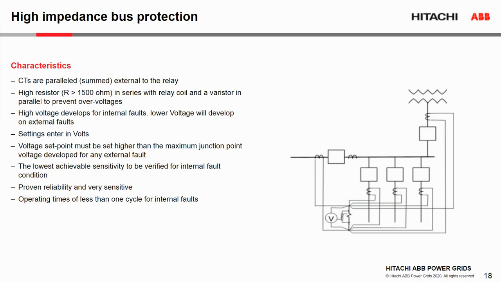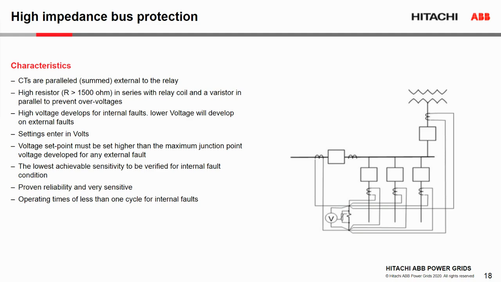High impedance bus protection. This is very interesting, and it's a tried and true type of protection scheme over the years. The characteristic is that the CTs are paralleled externally. There's a very high resistor in series with the relay coil and a varistor in parallel to prevent overvoltage. During an internal fault, a high voltage will develop and operate the relay. A slightly lower voltage will develop for an external fault. And that's how the relay is set.